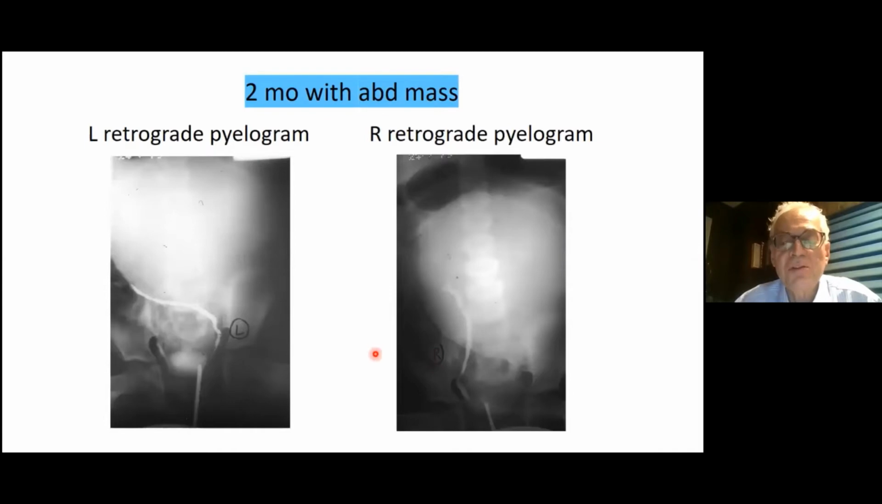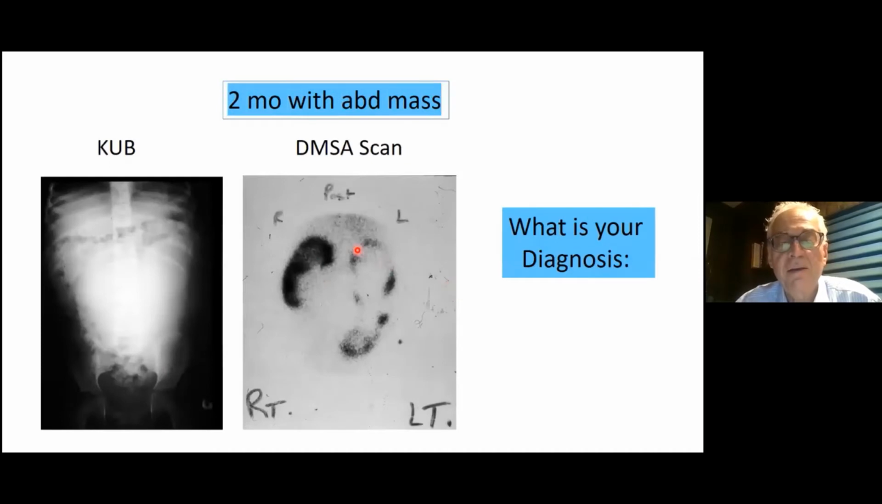So this is the same baby with a left retrograde pyelogram showing a massive UPJ obstruction on the left side and a second UPJ obstruction on the right side. So let me just go back for a second. Here is the cortex remaining from this huge UPJ obstruction on the left side. And this is the cortex on the right side with the hydronephrosis in between.